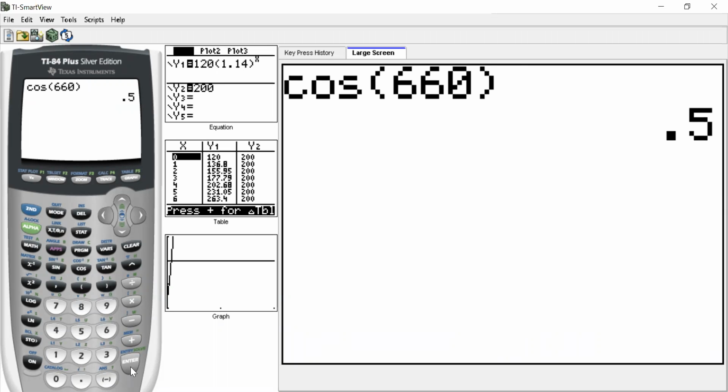It says 0.5. Guess what? You told me the answer was a half. So my calculator matches what my unit circle told me. So I want us using our calculator to check our work. Let's try this again. Let's look at a couple more difficult questions and use our calculator to check our work.